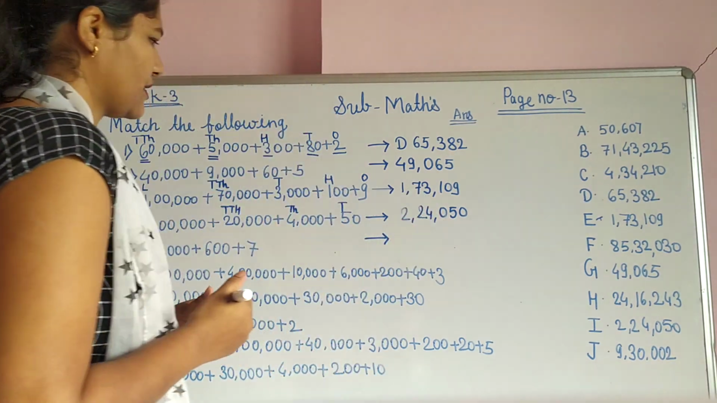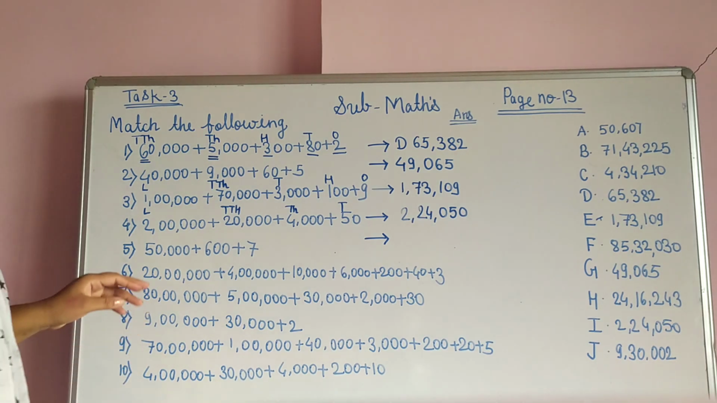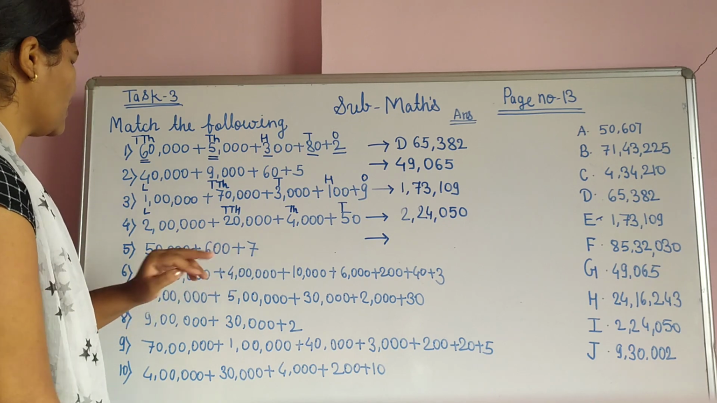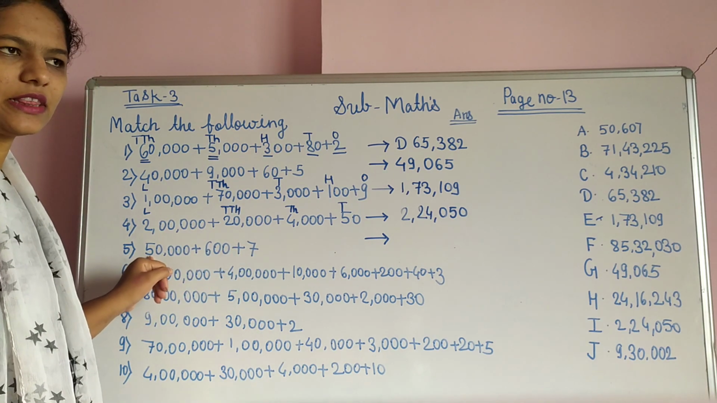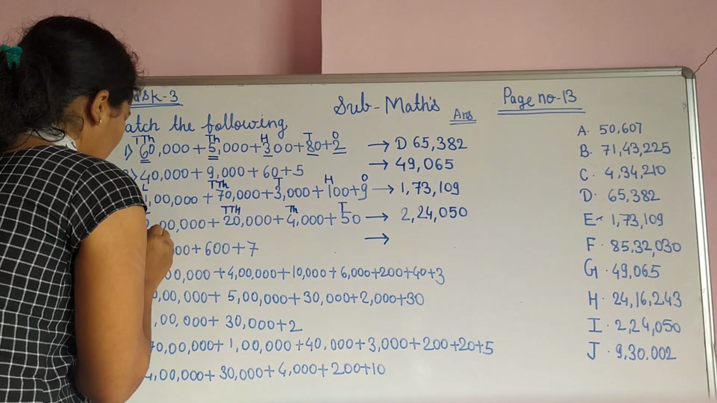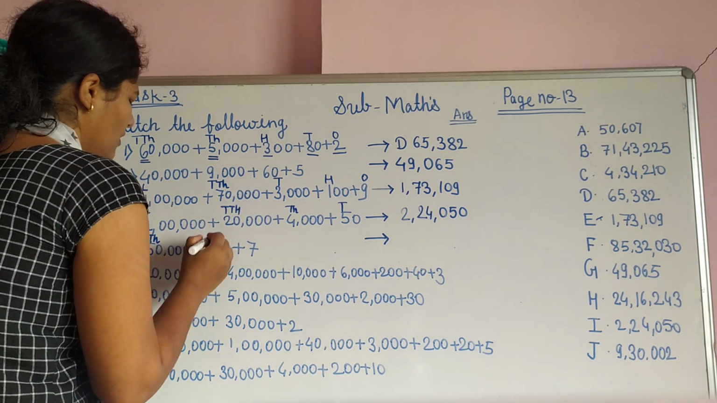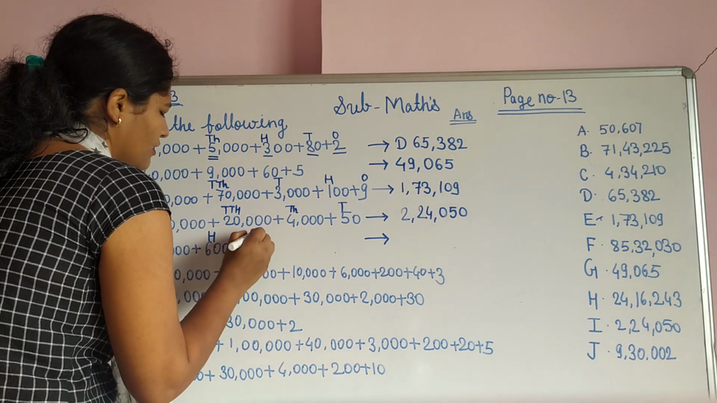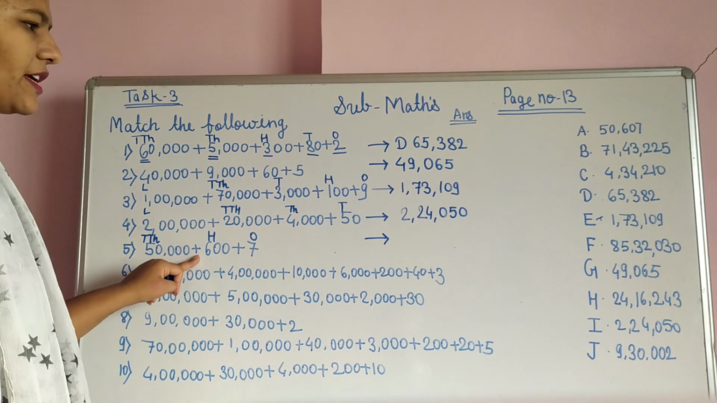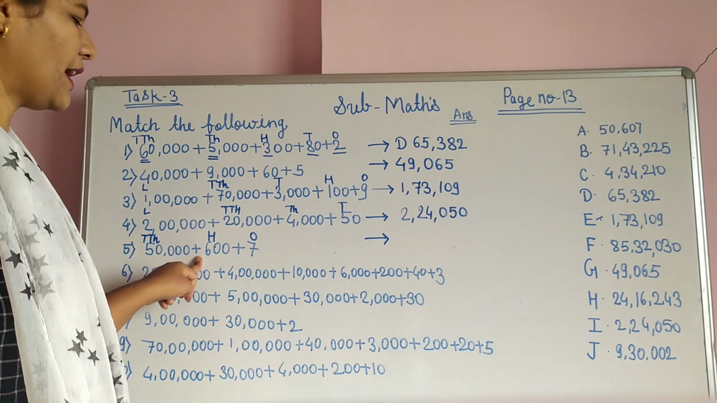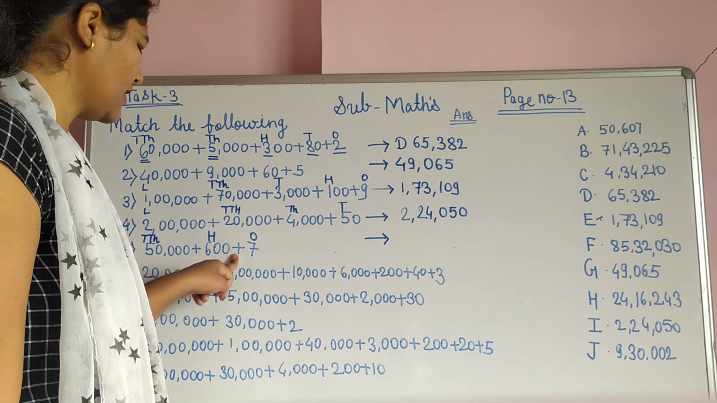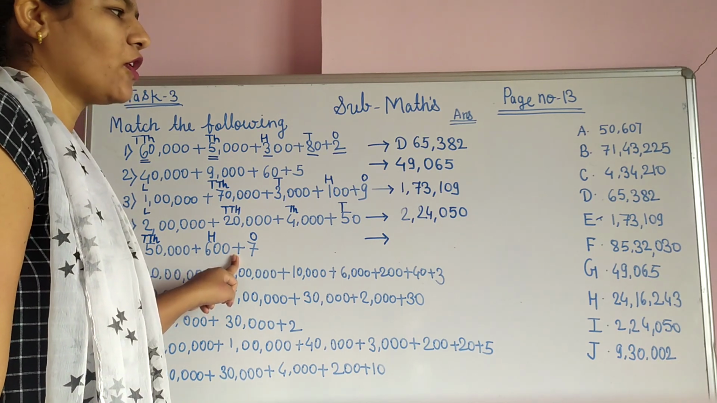Now we see the next one. What is the next one? Next one is 5,607. So it is 5, it is on the 10,000 place. So write here TH, which means 10,000. This is on the 100 place and this is on the ones place. So student, on the 1,000 place, is anything there? No. So we write here 0. And on the tens place, is anything there? No. So there also we want 0.